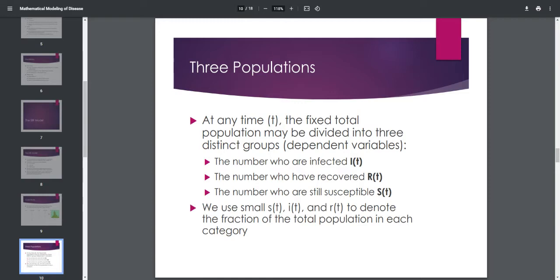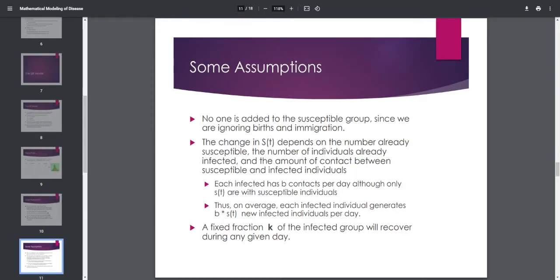And again, it may seem more natural to work with the population counts, but some of our calculations will be simpler if we use the fractions instead. And so the 2 sets of dependent variables are proportional to each other. So either set will give us the same information about the progress of the epidemic. So moving on to some assumptions in this model, no one gets added to the susceptible group. We ignore births and immigration into the city. The change in the susceptible population depends on the number who are already susceptible, the number of individuals already infected, and the amount of contact between the susceptible and infected individuals.